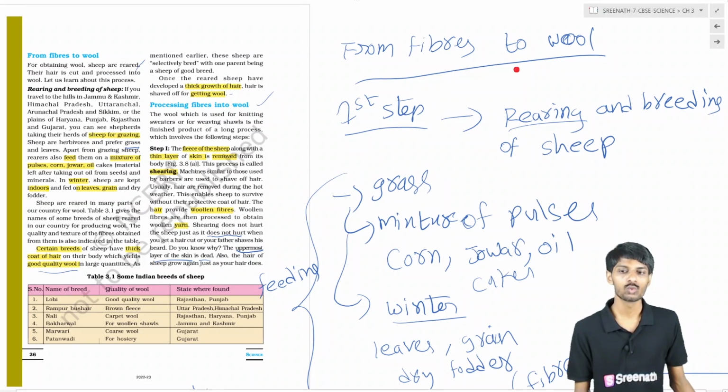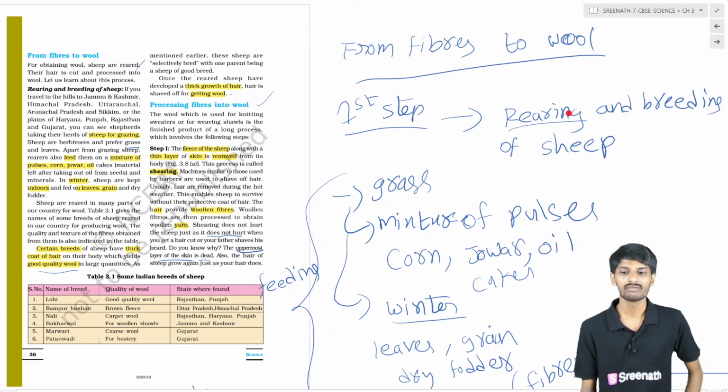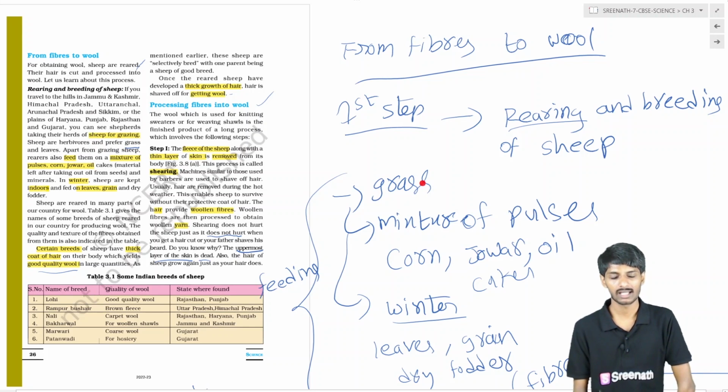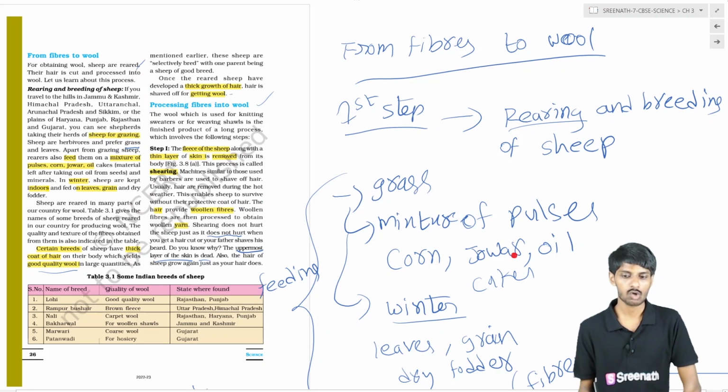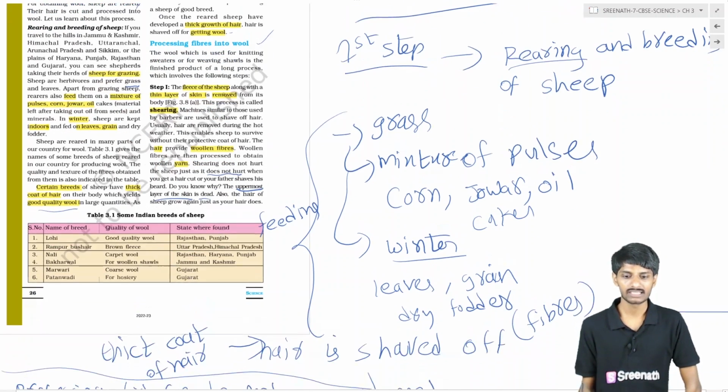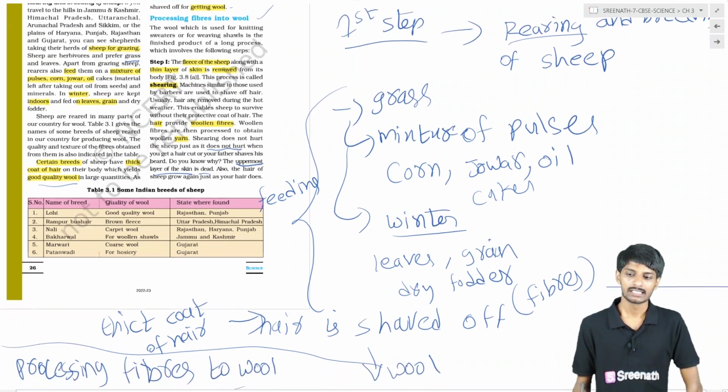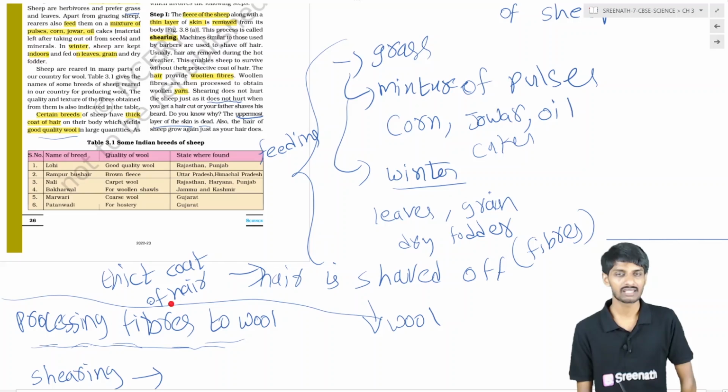And from fibers to wool, basically what we will do is rearing and breeding of sheep. We will select the sheep, and after that they are taken for grazing, and in addition we will feed them a mixture of pulses, corn, jowar and oil cakes. In winter season they are fed with leaves, grain and dry fodder. After feeding, they develop a thick coat of hair.